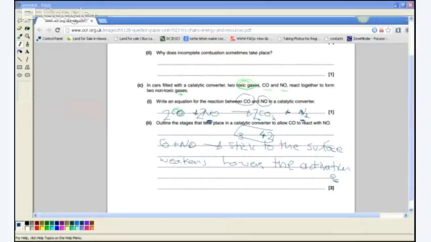Right. Now, I'm thinking, stick to the surface. Should we use a technical term? Yeah, let's chuck it in anyway. Adsorbed.